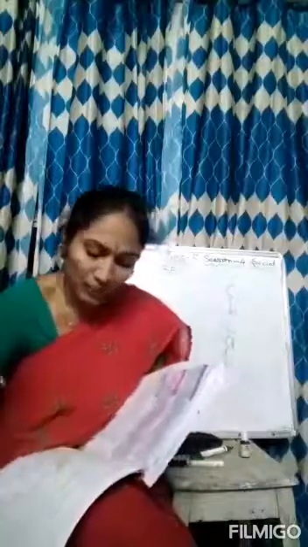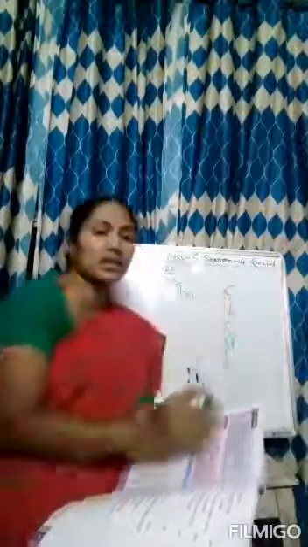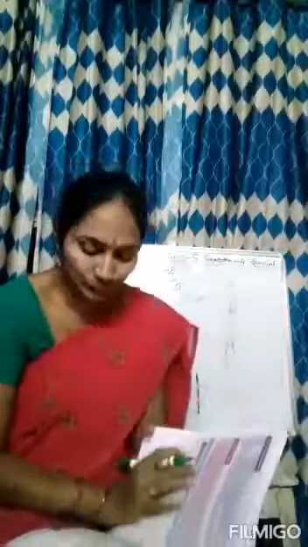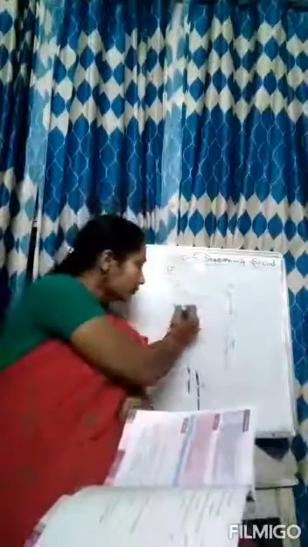Now, coming to the true or false third bit. True or false. First one. The equator is the longest latitude. What is the answer? True. Write the full sentence. T-R-U-E. True. Second one. The shape of the earth is a perfect sphere. False. The shape of the earth is not a perfect sphere.